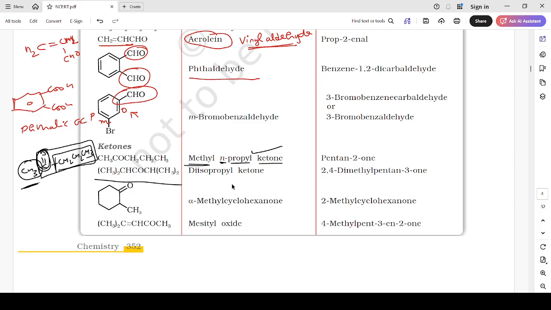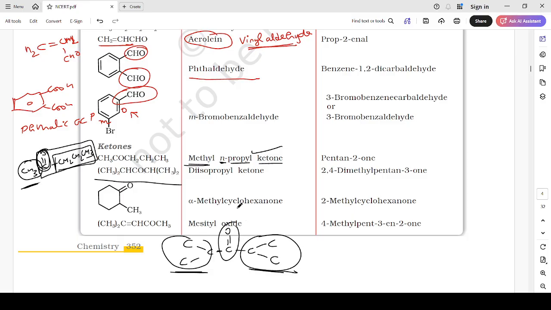Next one, isopropyl ketone. What is isopropyl? This is the isopropyl unit. I say it is diisopropyl. So both places have isopropyl and in the center I have the ketone. That's what they said. Diisopropyl ketone. CH3 twice CH, CH3 twice, in between I have CO.